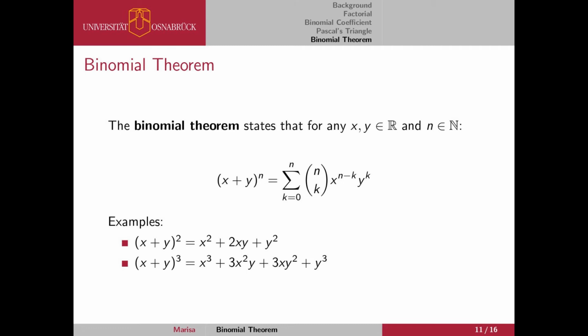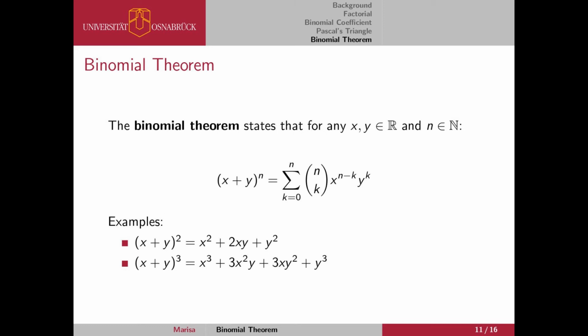Now onto the second one. We would increase k to 1 now. This leads to 2 over 1, which is 2, times x to the power of 2 minus 1, which is x, times y to the power of 1, which is y. So the second term of our sum would be 2xy.